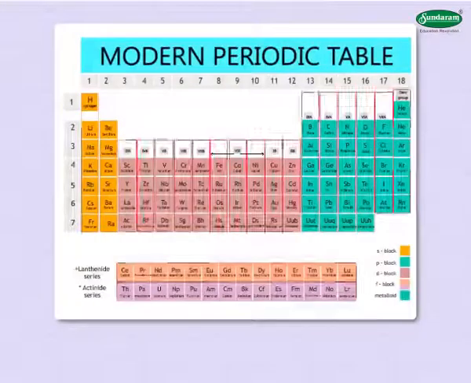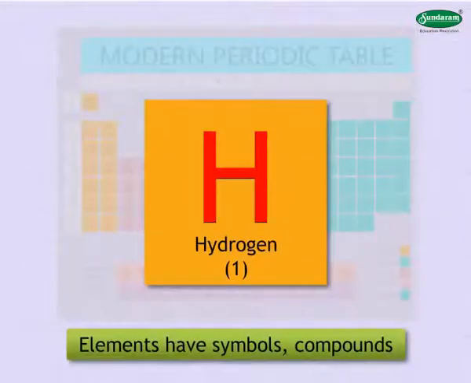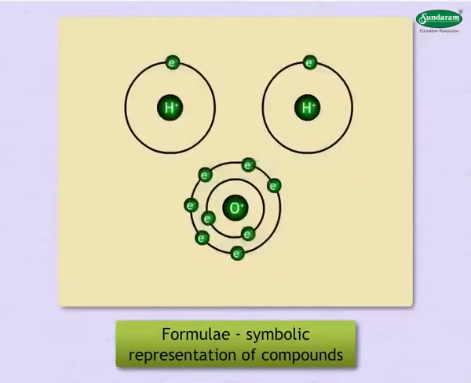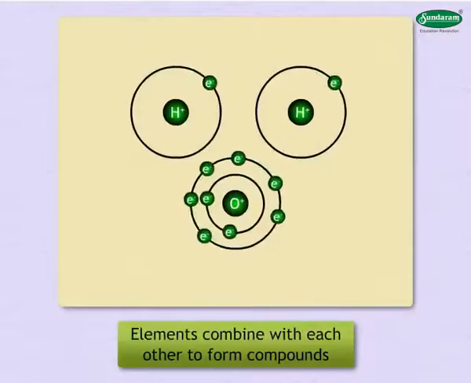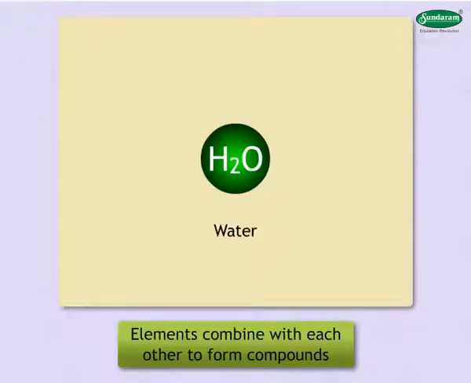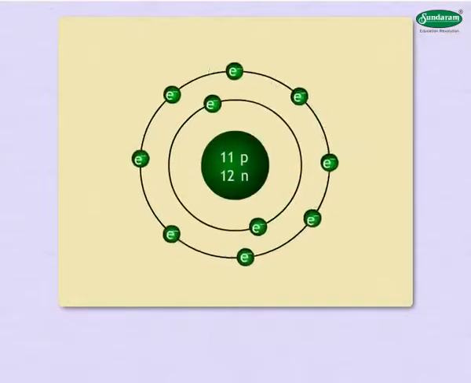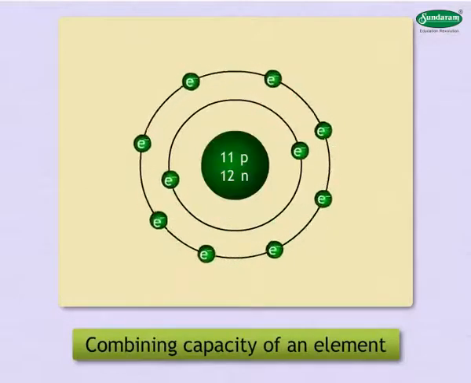Valency. Just like elements have symbols, compounds too have a symbolic representation known as its formulae. Before writing the formulae, it is necessary to know how elements combine with each other to form compounds. For this, let us define a new concept called valency. Valency is the combining capacity of an element.